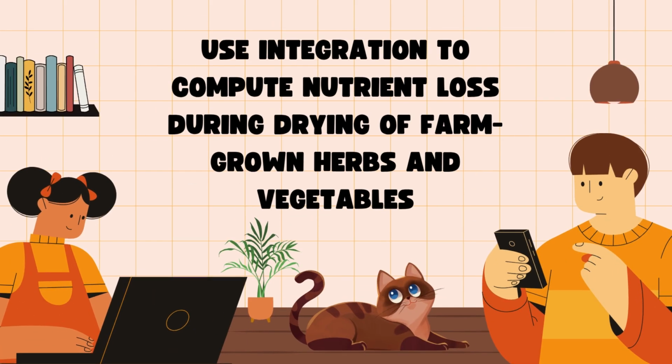Okay, let's unpack this one. We've got a really interesting deep dive today, and it's based right on the sources you shared. Yeah, it's a great example, actually. Right. How abstract math isn't just for textbooks. It helps us understand real world stuff. Exactly. And today we're looking at something pretty common, drying herbs and vegetables grown on farms.